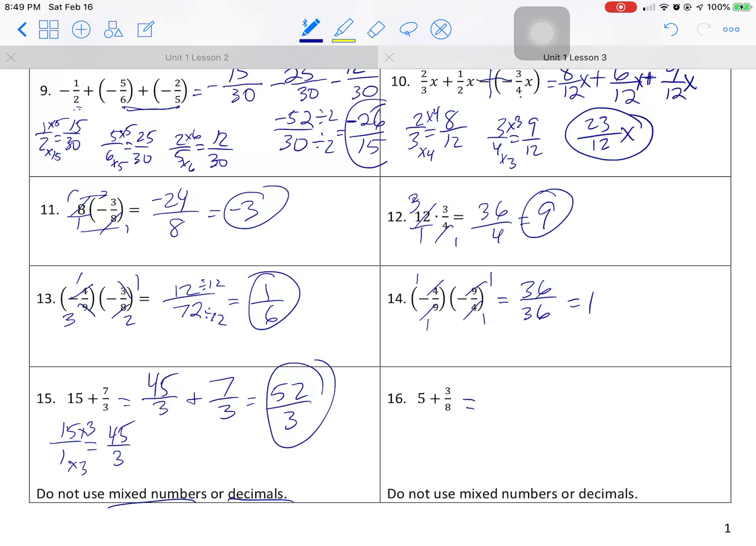All right, how about this one? If you have a whole number, you want to turn it into something over the other number so you can use it. So 5 over 1 equals what over 8? Well, this was times 8 and this was times 8, so this is 40. So 40 plus 3 equals 43 over 8, and that's it for that one.